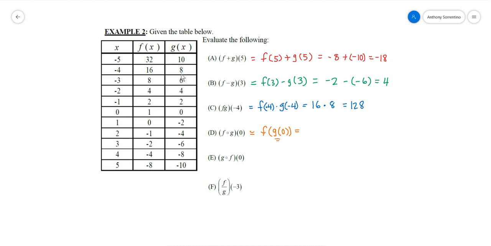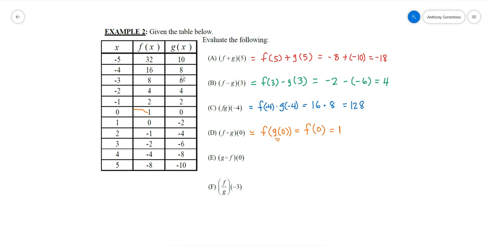So I'm going to first do g of 0, which means I'm going to go to where x is 0. g is 0 when x is 0. So this becomes f of 0. And now I'm going to go to x being 0 and see what happens when f of x is 1 there. So this ends up being 1.